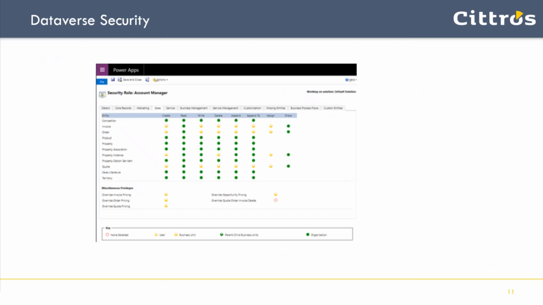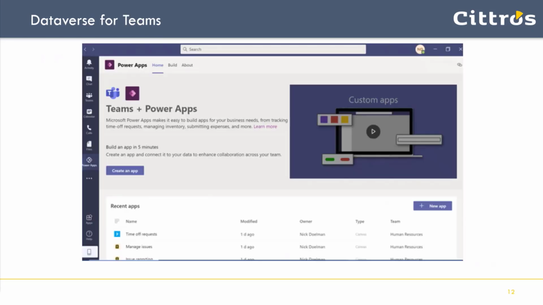Dataverse has its own security built in at the platform level, meaning that once you define the security roles and field level security profiles for a particular user or teams, these will apply to the authenticated user no matter what application or service they are accessing Dataverse from. As part of the Microsoft Teams license, now we can build Power Platform apps directly within the context of Microsoft Teams.